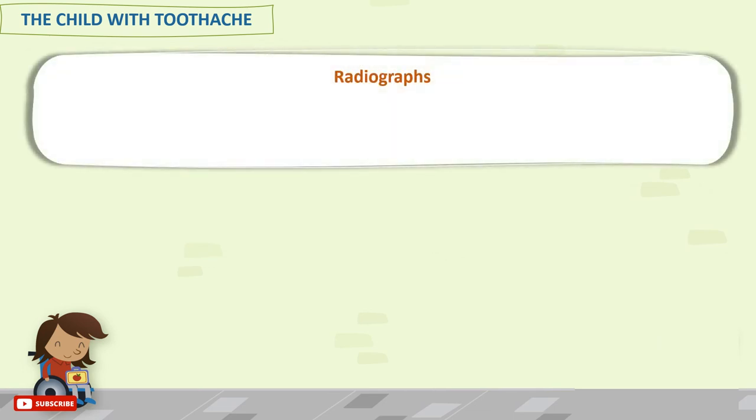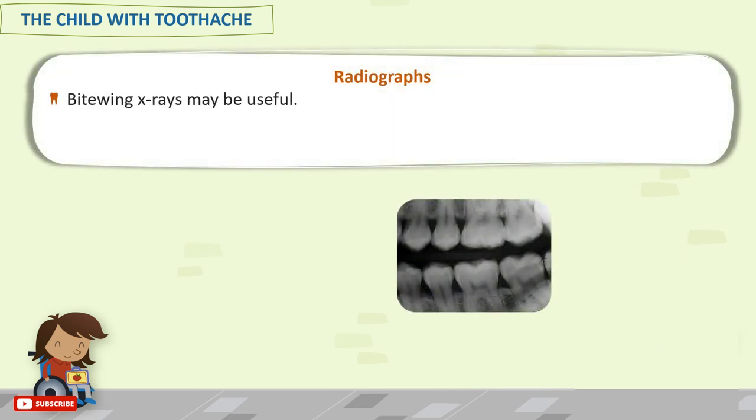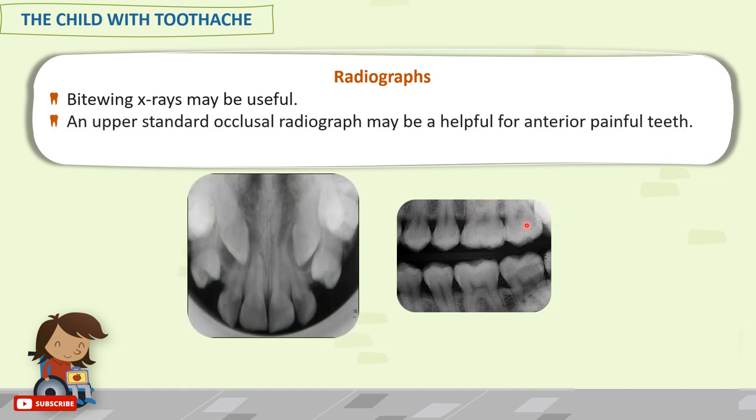Radiographs. Bitewing x-rays may be useful. Not only are they less uncomfortable for small mouths than periapicals, but they also often show the furcation area where radiolucency secondary to periodontitis is often first apparent. An upper standard occlusal radiograph may be a helpful alternative to periapicals for anterior painful teeth or impacted canines.